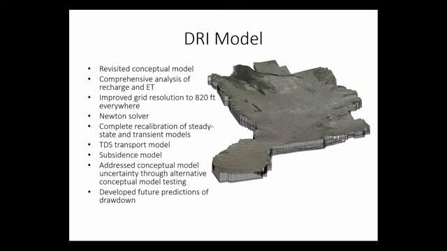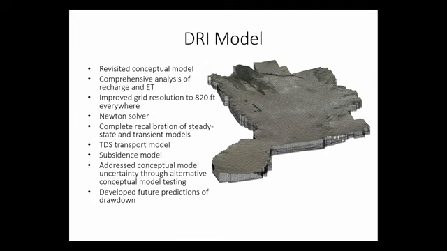As a part of that, we did a very comprehensive analysis of the groundwater recharge, how much water is infiltrating into the ground, and also how much is discharging as evapotranspiration. We collected a variety of data for both of those different processes. We improved what's known as the grid resolution. These models are broken up into a series of squares. The previous model was on about a quarter-mile grid. We improved the resolution to 820 feet. So we're calculating water levels basically every 820 feet in the valley.